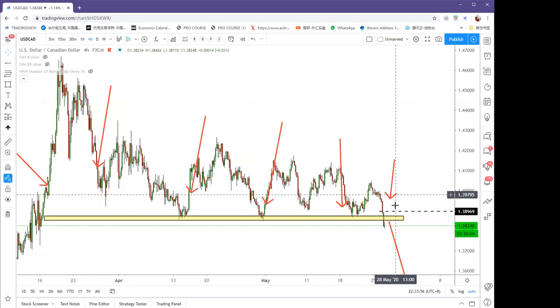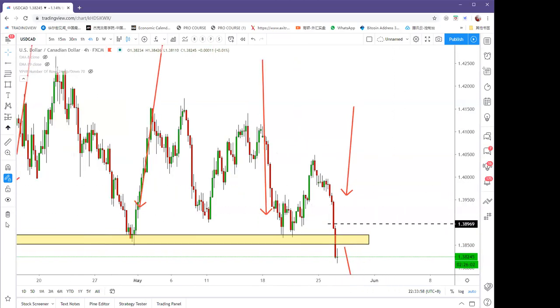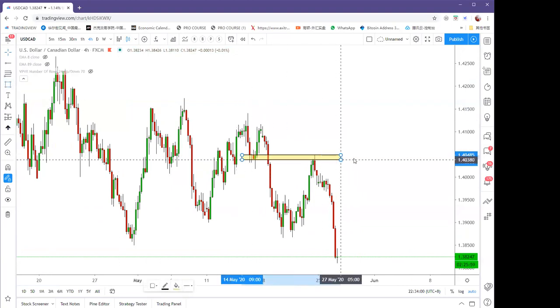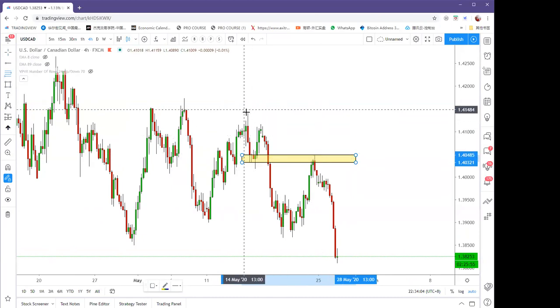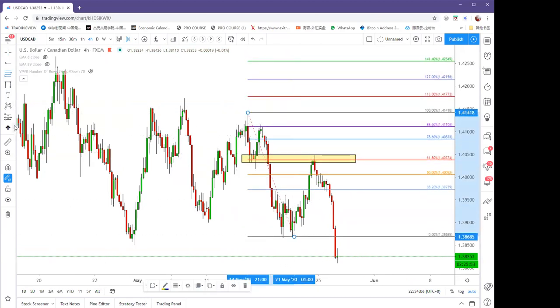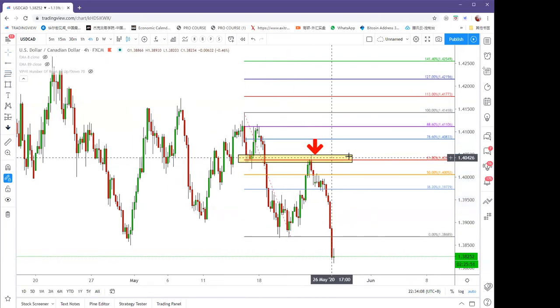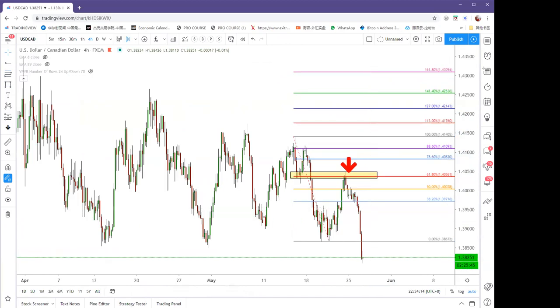Anyone, have you shorted the dollar Canadian? Or has anyone used the structure of this place to sell at an even higher place? You can use the structure, you can use the 618, to give you a 2-in-1 trade. Structure 618. If you short from 1.40, wow, you're good, man.